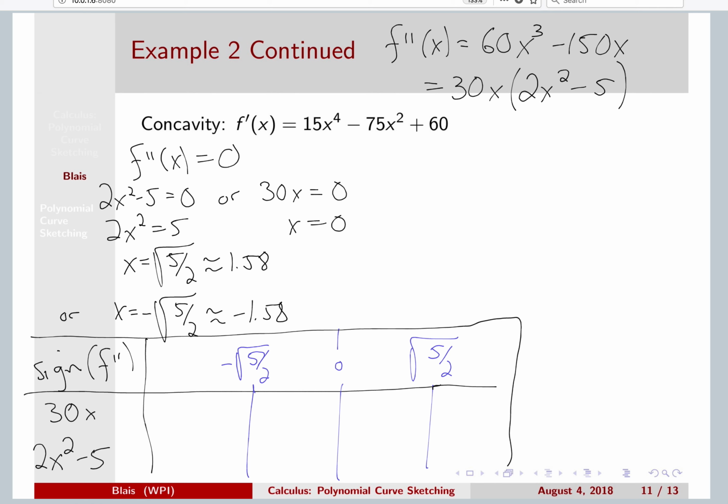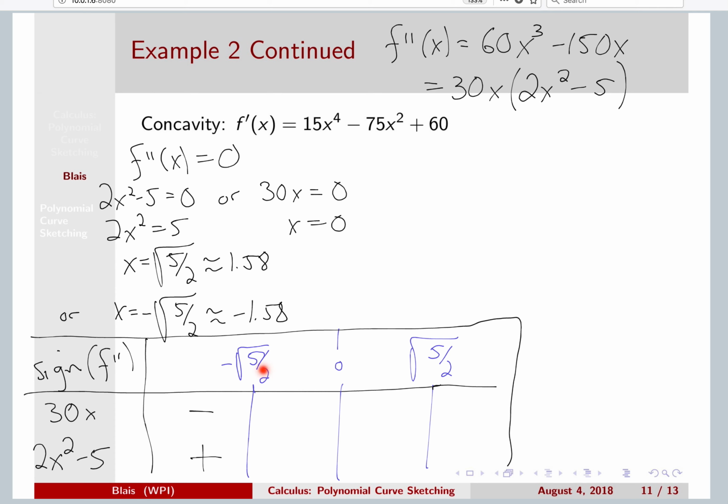And then we go through and check values in these different ranges. So let's start here to the left of negative root 5 over 2. Negative root 5 over 2 is about minus 1.6. So how about negative 2? 30 times negative 2 is minus 60, which is negative. Negative 2 squared is 4, times 2 is 8. 8 minus 5 is 3, which is positive.